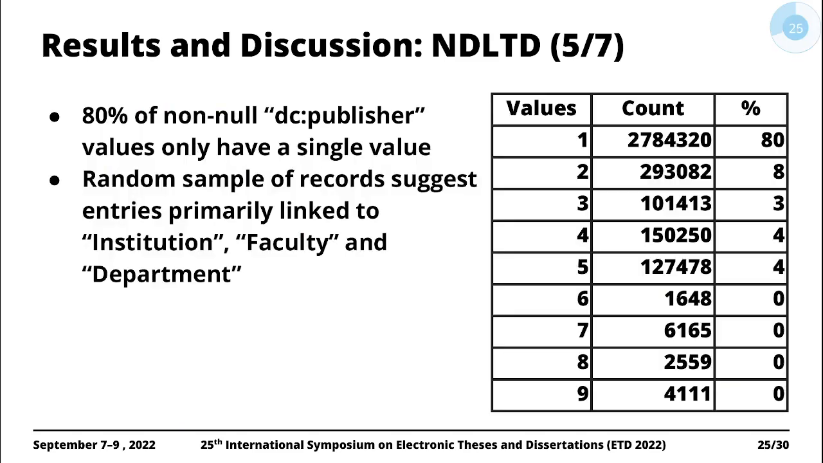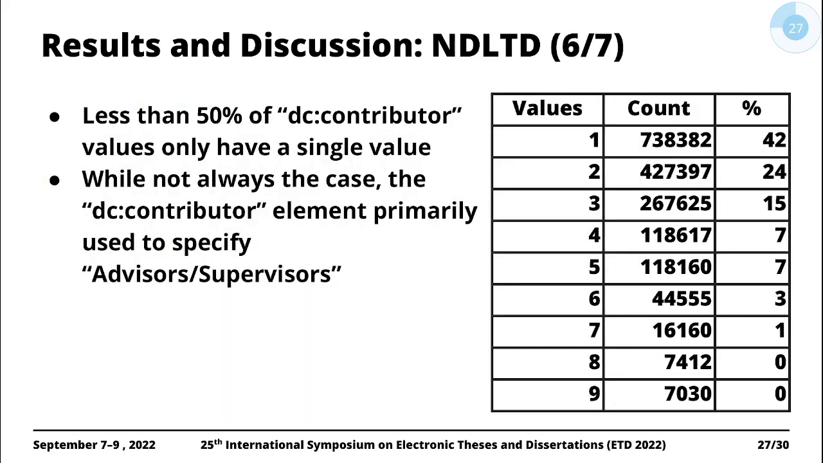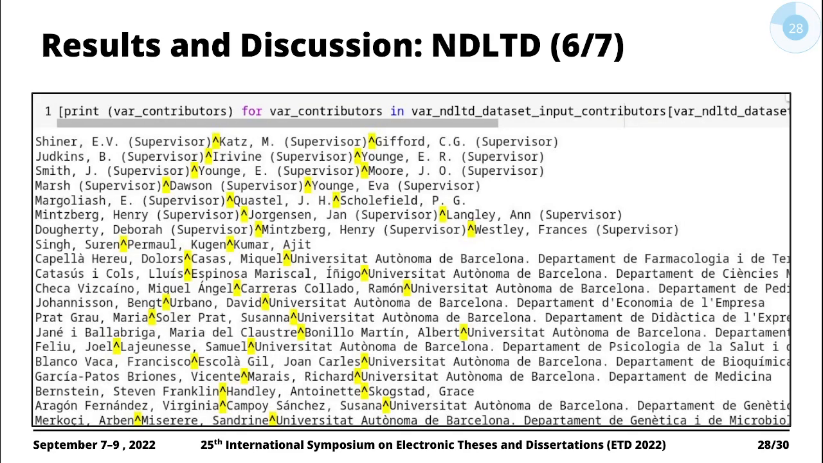Again, a bit of a problem here because it's compromised the searching and browsing. And then finally, another multi-value field, which one would expect would be used to specify important details like the supervisors or advisors associated with the dissertation. We see that less than 50% of the metadata records actually went so far as to specify the contributor field.